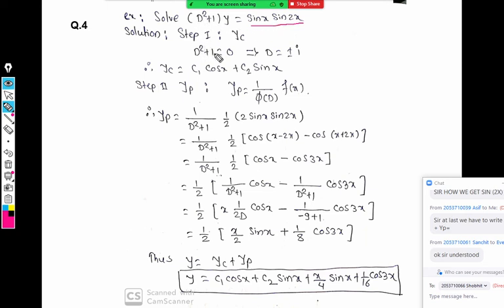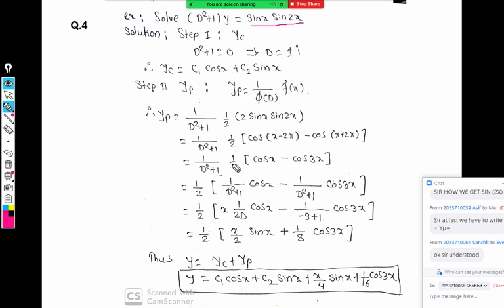yc is simple. Getting d square plus 1 equal to 0. We have plus or minus i as a root. So c1 cos x plus c2 sin x is yc there. Step 2 is yp, which is 1 upon phi d of fx. So in this case, 2 sin a sin b is written as cos of a minus b minus cos of a plus b. Okay. This is 1 by 2 times cos of a minus b minus cos of a plus b. That's the formula used. So we converted multiplication to addition, and we get this part.